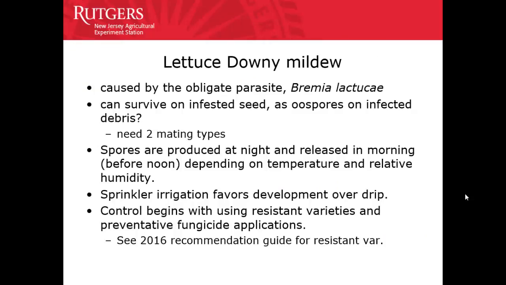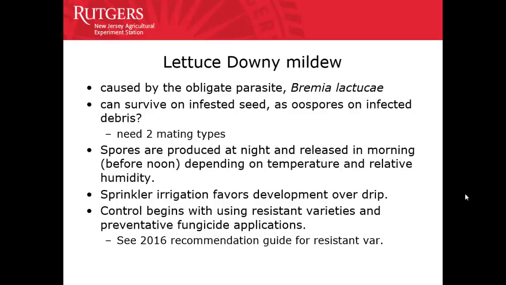It can survive on infested seed, and it can also produce oospores on infected debris. All right, spores are produced at night, like a lot of downy mildews, and then are released typically in the morning, depending on the temperature and the relative humidity in the crop. Of course, anytime you overhead irrigate, you favor disease development in almost any disease. All right. Again, here, control begins with resistant varieties and preventative fungicide applications.